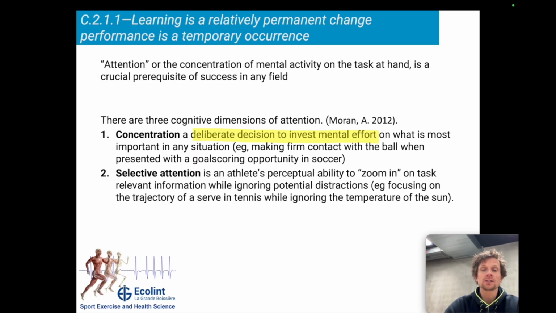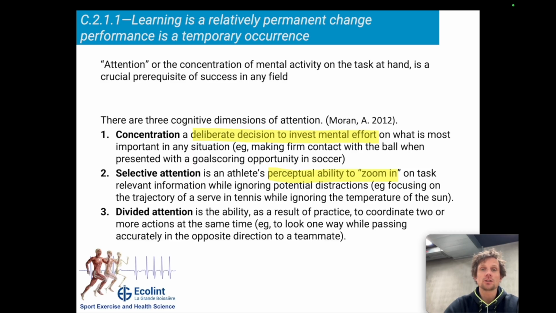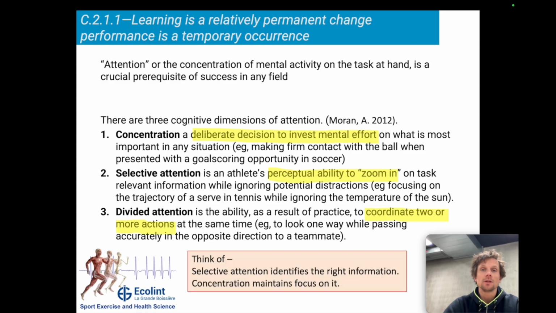Next up, let's discuss selective attention. So this is where athletes have an ability to zoom in on the relevant cues for a particular task, whilst ignoring potential distractions. It's this ability to zoom in and focus without being distracted that's particularly important for selective attention. Finally then, we've got divided attention. So this is almost the opposite. This is the ability to zoom out and to be able to coordinate 2 different actions at the same time. So for example, being able to look one way while passing accurately in the opposite direction to a teammate. The idea here being that selective attention identifies the right information and concentration maintains focus upon it.